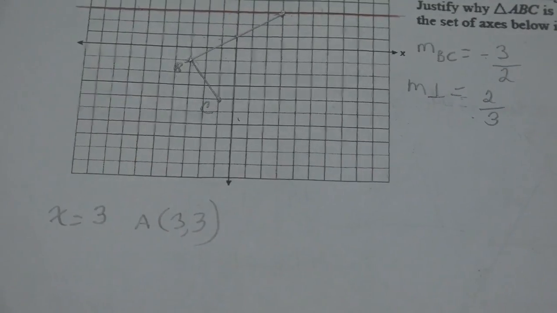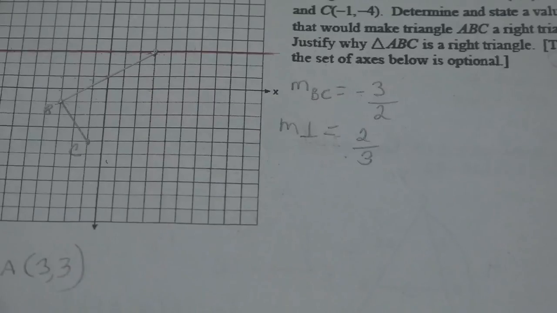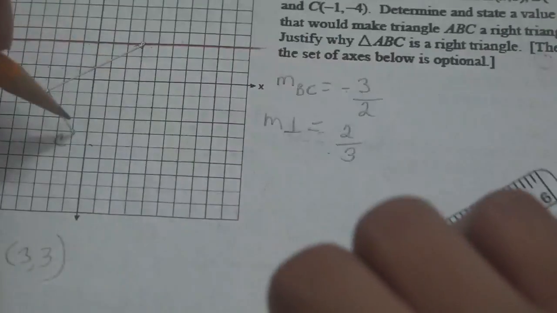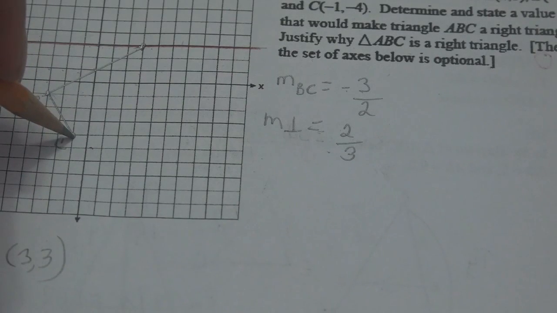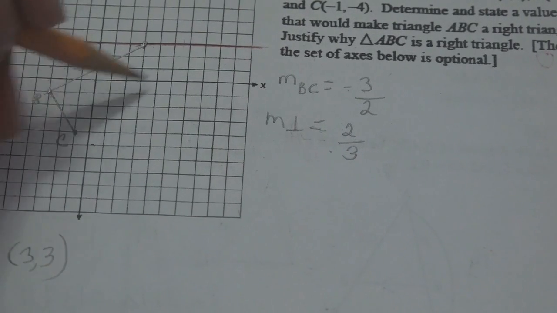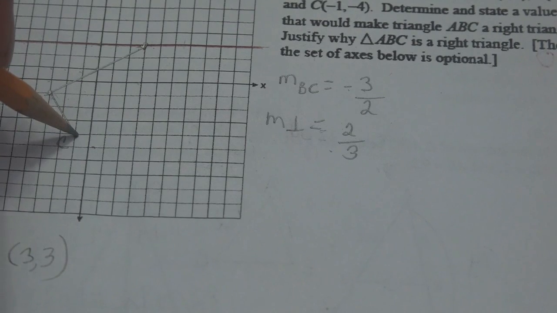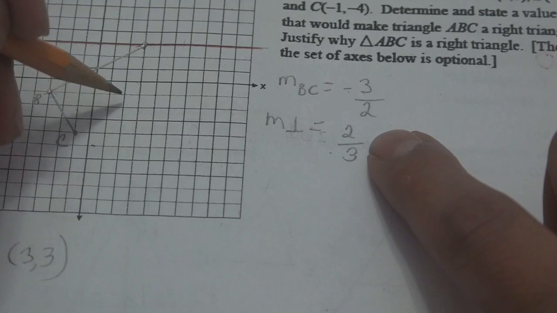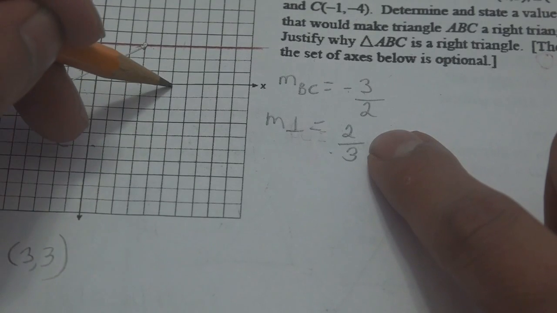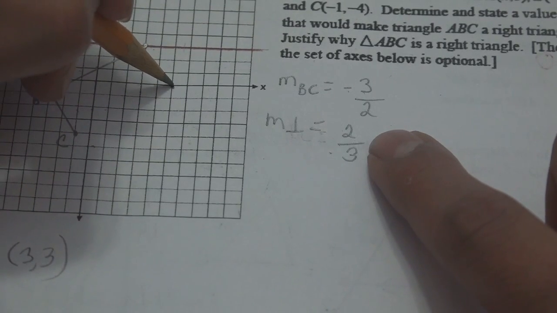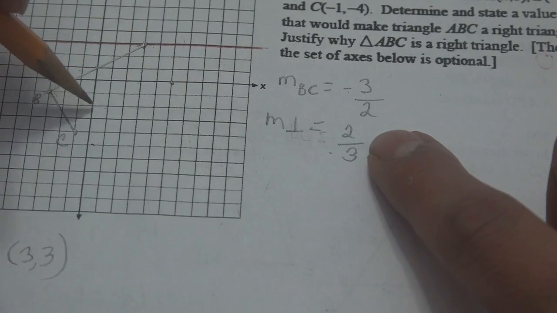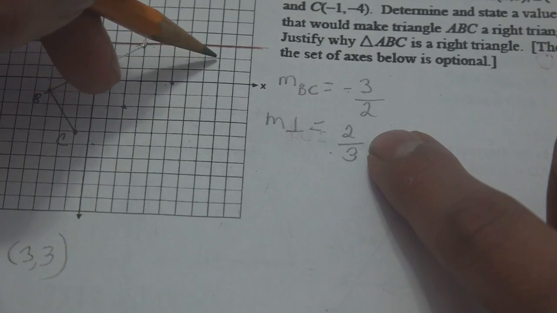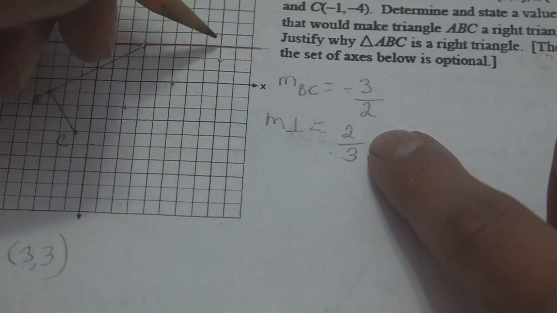Okay, but you know what? There is another value in here that makes this a right angle. So what would it be? Well, let's see. I'm following this: 1, 2, 3. 1, 2, 1, 2, 3. Okay.